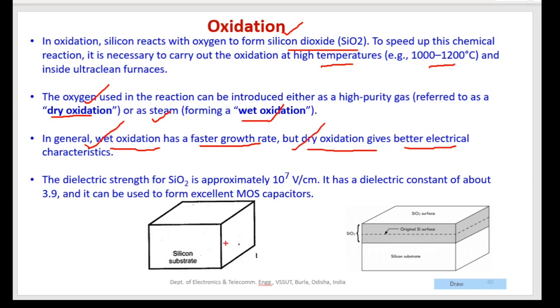So let's say this is a pure silicon substrate before the oxidation process. Then after performing the oxidation process, this will look like this. This is the silicon substrate, right? And on the top of this a layer of SiO2 is formed. So this layer of SiO2 is being formed. Look at this. And this is the original silicon surface.